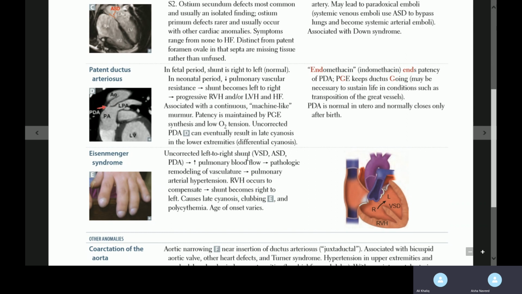An uncorrected left to right shunt increases the pulmonary flow, causing pathological remodeling of the vasculature, pulmonary hypertension, and right ventricular hypertrophy, and the shunt becomes right to left. There will be cyanosis, clubbing, and polycythemia. Remember, anytime you have cyanosis or hypoxia, the patient will get polycythemia. Any reason?